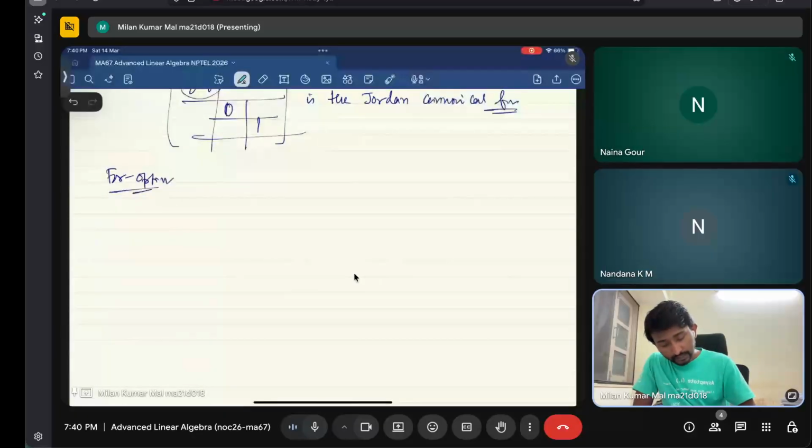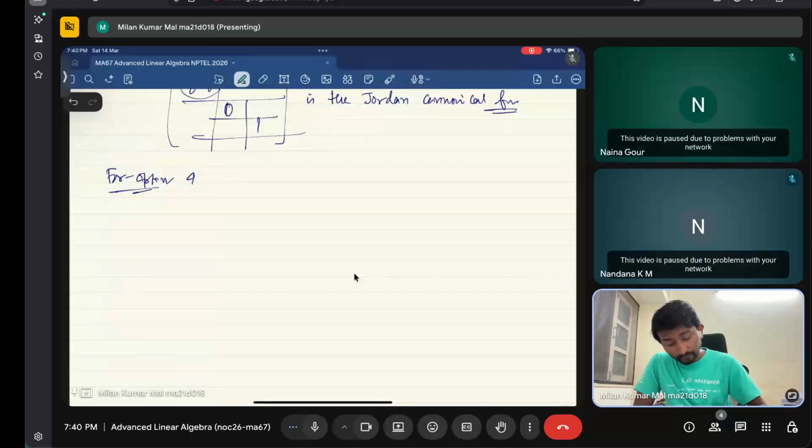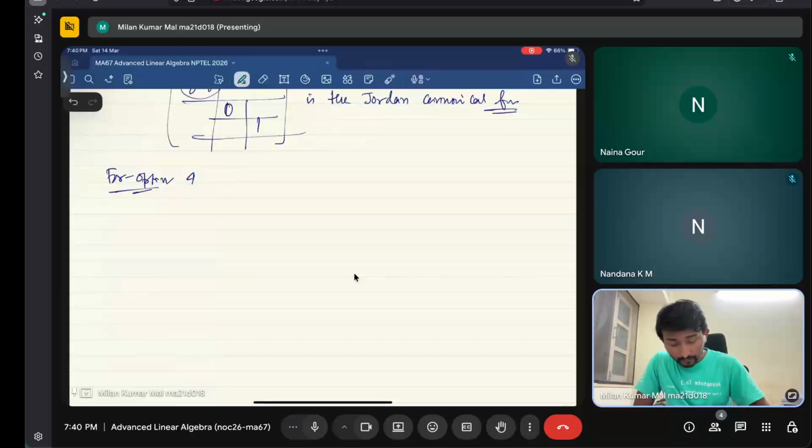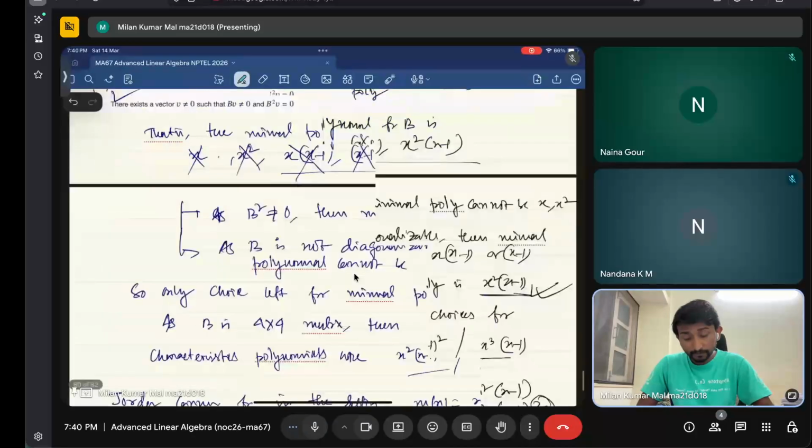What is the option D I am writing? What does the statement say? There exists a vector v not equal to 0 such that Bv is not equal to 0 but B square v is equal to 0. I hope I have written correctly.